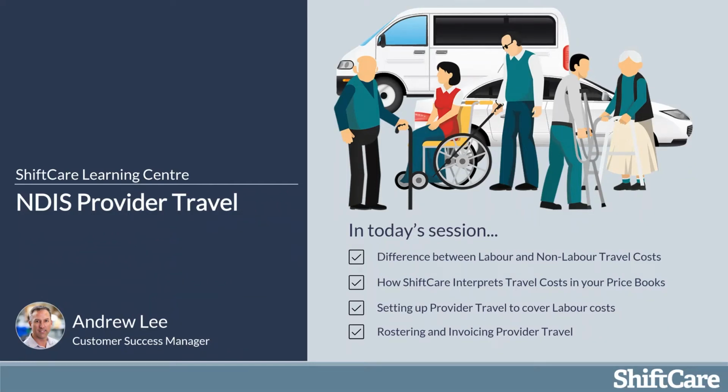In today's session, we're going to be taking a look at NDIS provider travel. So we'll firstly take a look at the difference between labour and non-labour travel costs, then show you how ShiftCare interprets travel costs within the price books. We'll set up provider travel within ShiftCare to cover those labour costs, and finally just show you how to roster and what the invoicing looks like for provider travel once that's been set up.